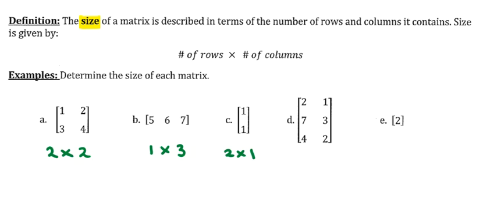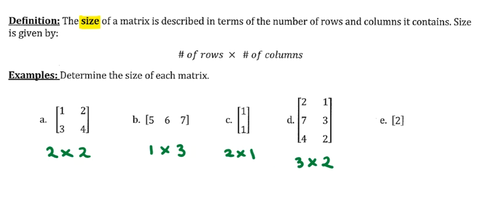Can you figure out the size of the matrix in part D? There are 3 rows and 2 columns. In the first row, we have entries 2 and 1, second row 7 and 3, and third row 4 and 2. So there are 3 rows and 2 columns. In the first column, we have entries 2, 7, and 4, second column 1, 3, and 2.